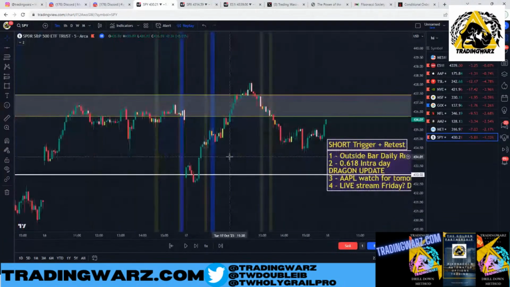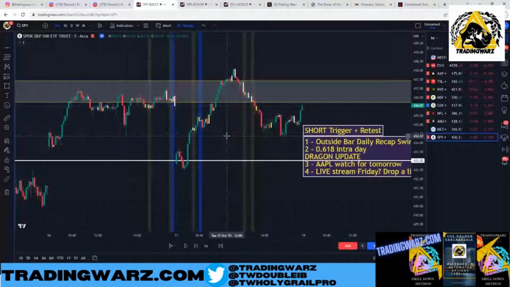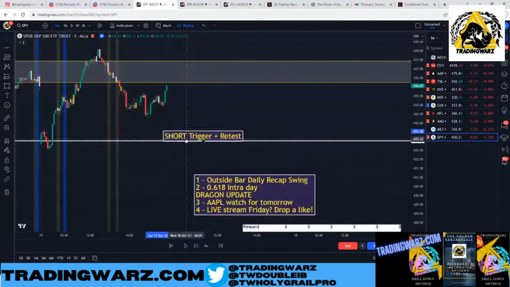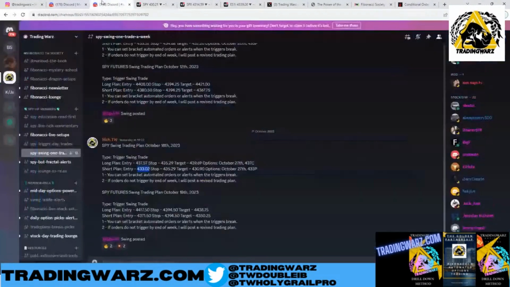Okay, so we could see once we penetrated and broke through, we start to sell off, right? And here is the low of the outside bar, and now here is my short trigger. Like I said, posted in the Discord 433.02. And I'm looking to go long 437.57.